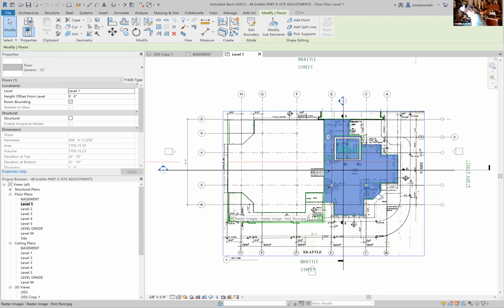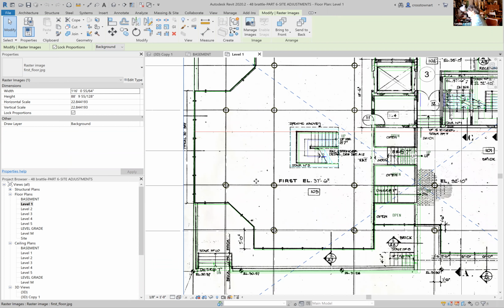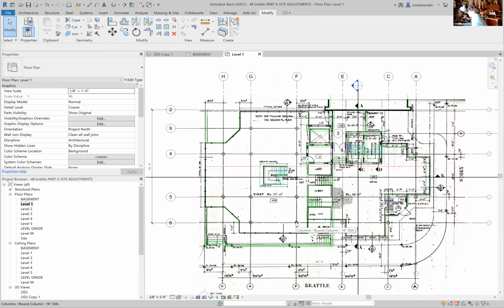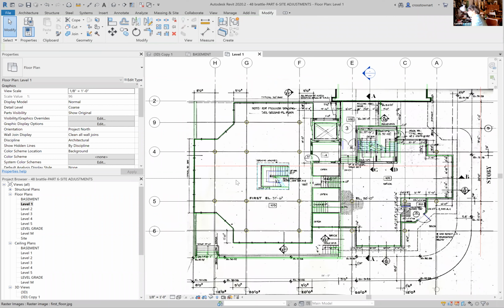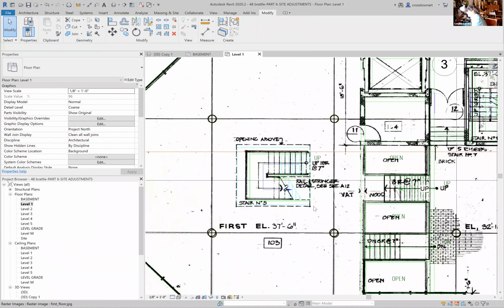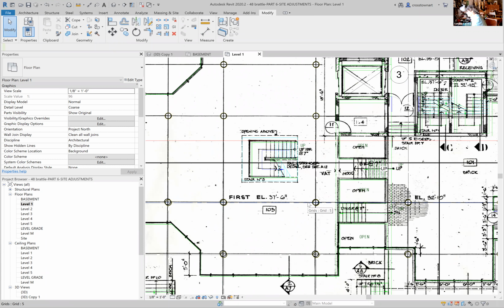So at level one, I have this underlay. It's a raster image of the first floor, right? If I change the point of my graphic display to wireframe, I can see through the floors. If we look at level one, we can see fairly quickly why we were having a problem negotiating between what originally I thought was a stair that was supposed to go from the basement to this intermediate mezzanine slab. But what this drawing is telling us is that I'm looking at level one, and that stair is actually going up to the next level.